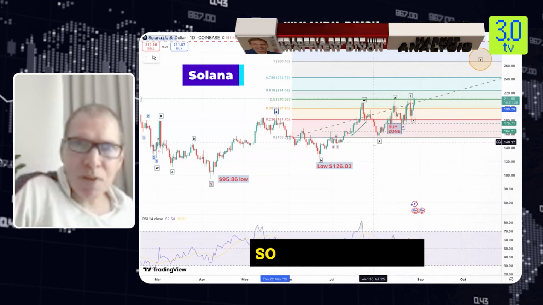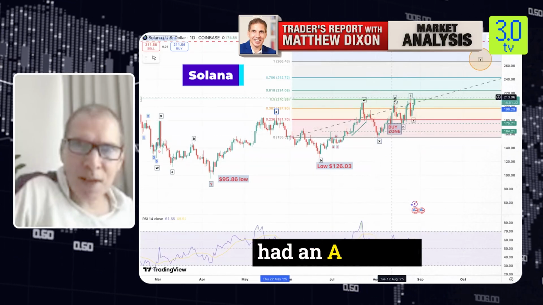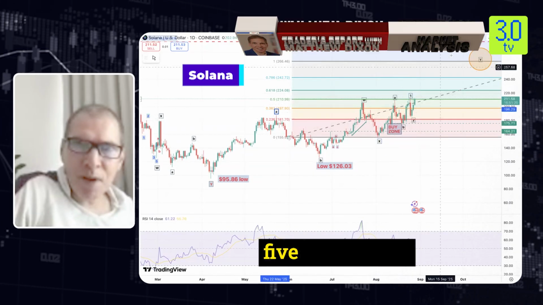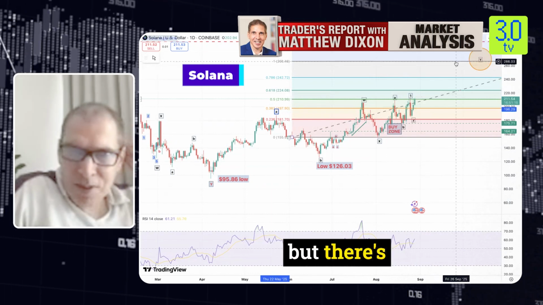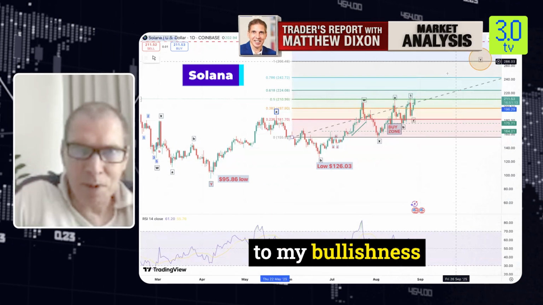It is looking bullish. So if we have had, from the X wave, an A and a B, we should get 5 waves now for a C wave to complete that move to the upside. So I am bullish, but there are limits to my bullishness here.